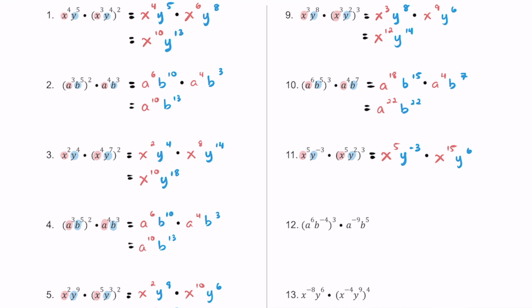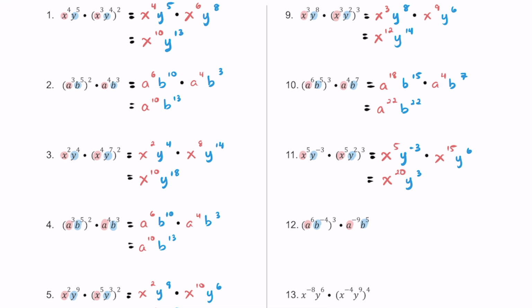Okay. Now product of powers property, x to the 5th times x to the 15th. 5 plus 15 is 20. So that's going to be x to the 20th power. And then we have y. So we have y to the negative 3 times y to the positive 6. Negative 3 plus 6 is going to be positive 3. So it's going to be times y to the positive 3rd power.